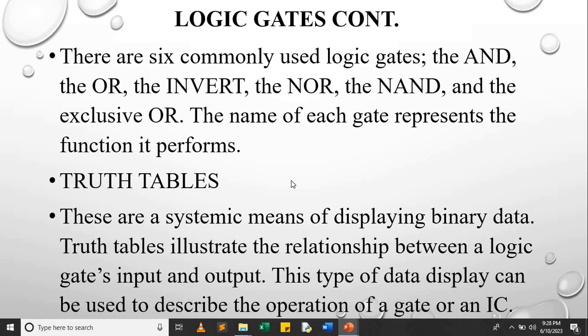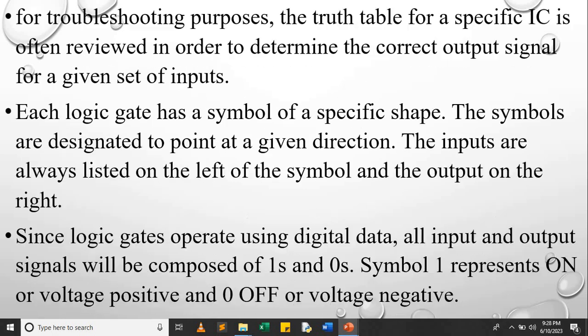Now, for troubleshooting purposes, the truth table for a specific IC is often reviewed in order to determine the correct output signal for a given set of inputs. Each logic state has a symbol of a specific shape. The symbols are designated to point in a given direction. The inputs are always listed on the left of the symbol and the output on the right.